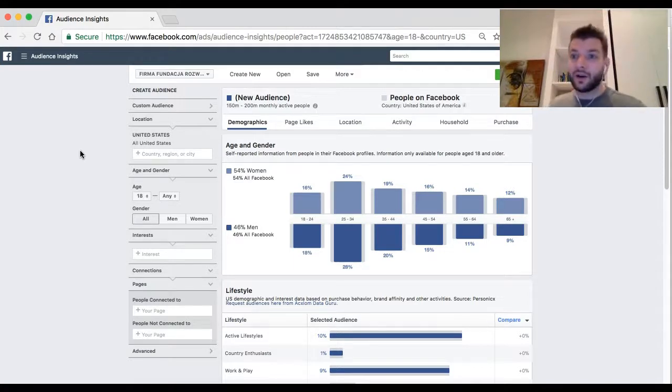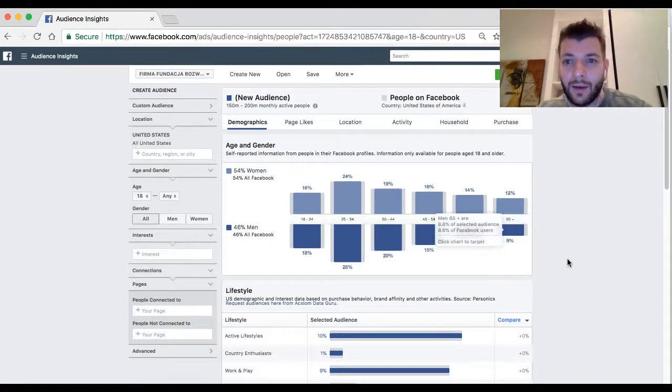Even if you're just starting out with Facebook ads, with Audience Insights you can simply log in here and identify interests that you can go and target straight away, and those audiences and interests will be highly likely to convert into customers.